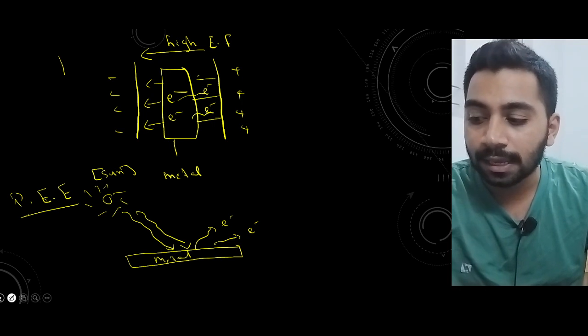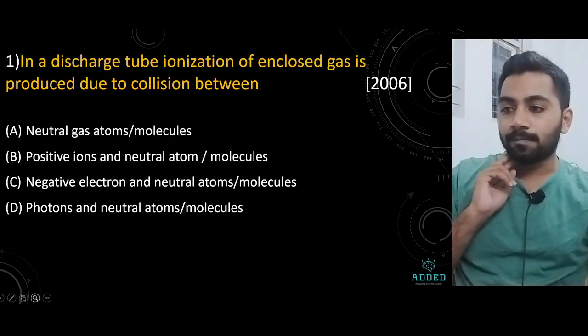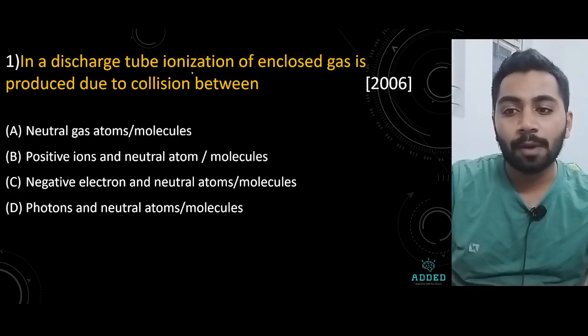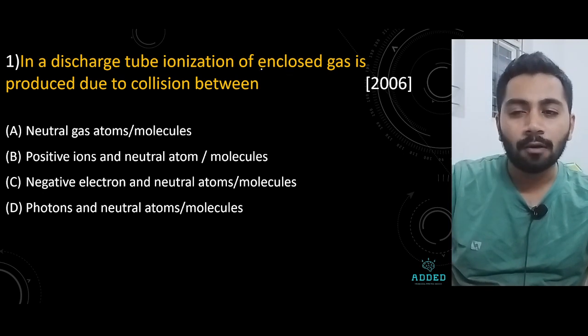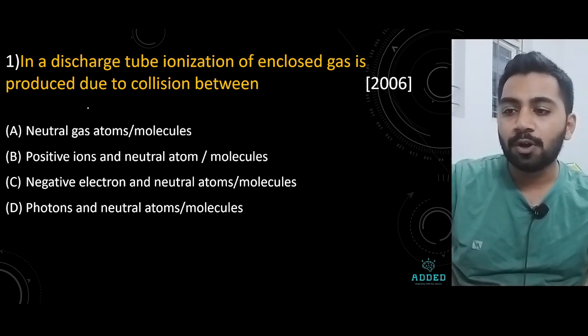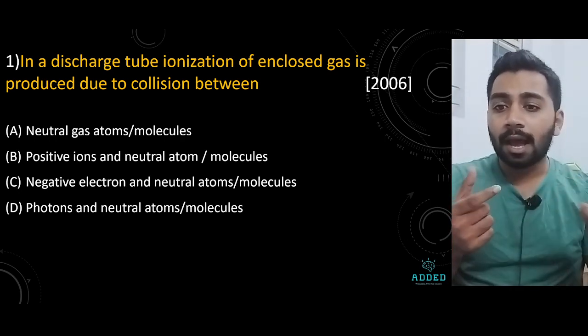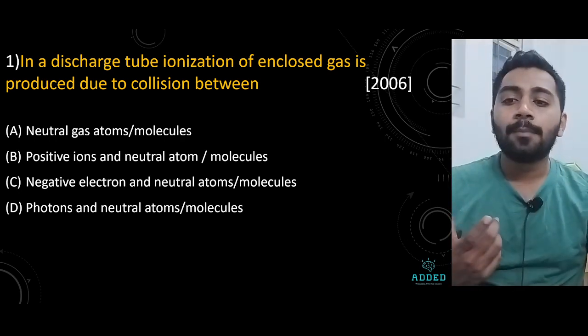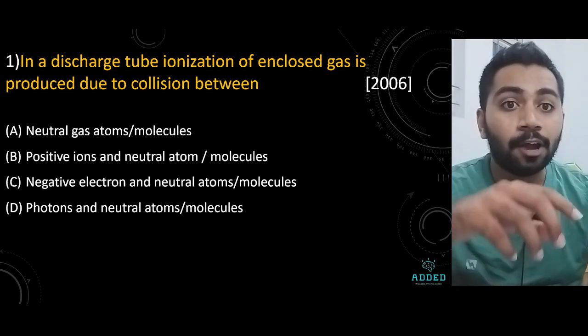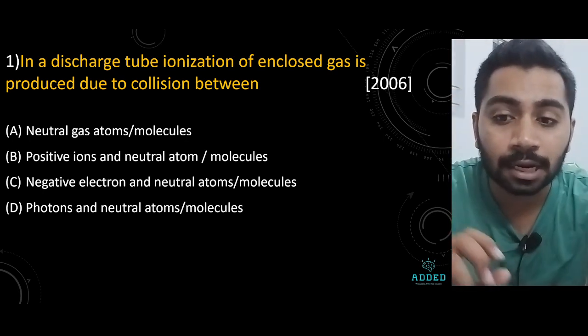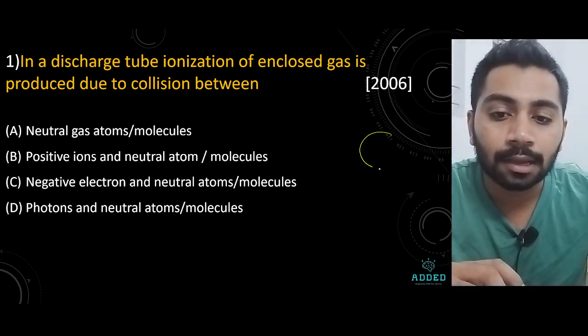Okay, now let us see some questions. First question: in a discharge tube, ionization of the enclosed gas is produced due to collision between. See, very simple. Ionization. Understand. It is a gas molecule.